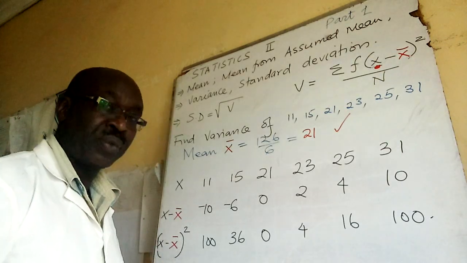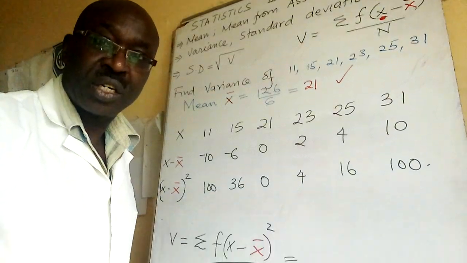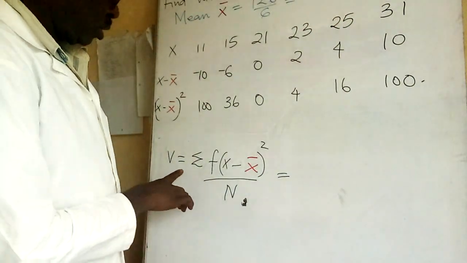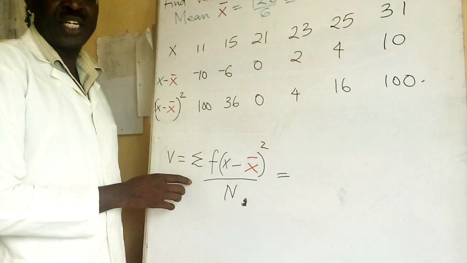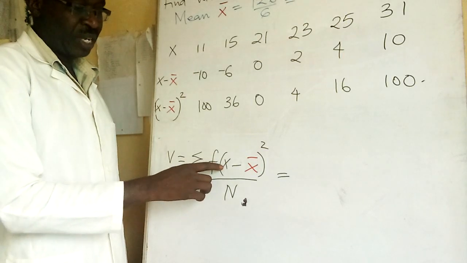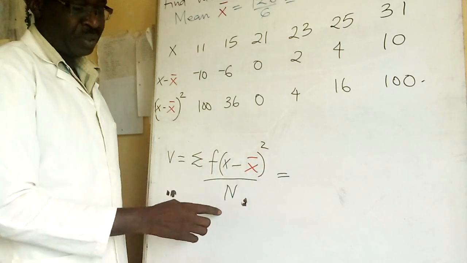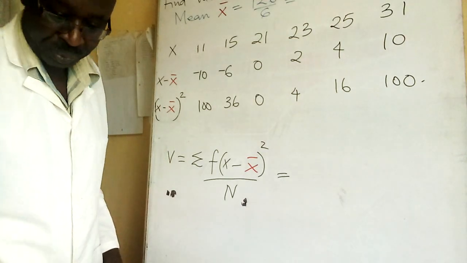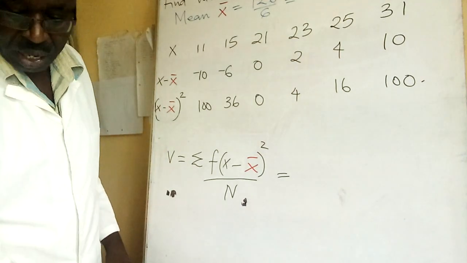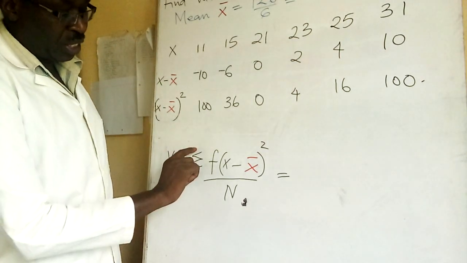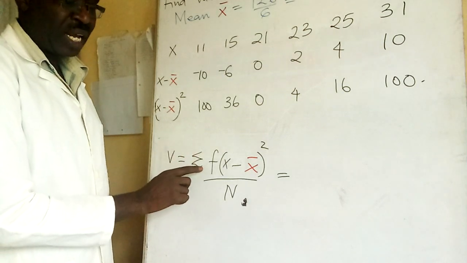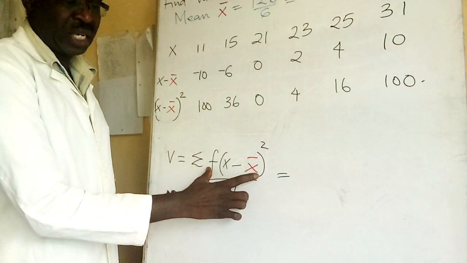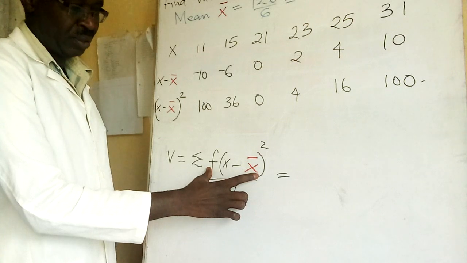Now we focus on the formula. This is the formula up there. I've rewritten it: sigma f(x minus x bar) squared. So we want to substitute. This is the sum. Get all products.